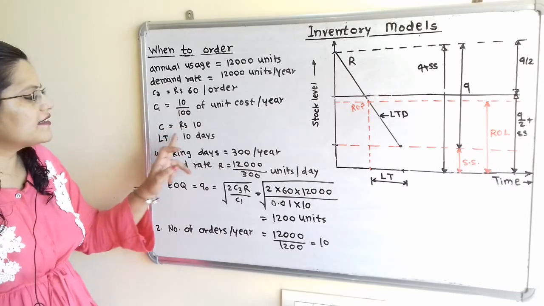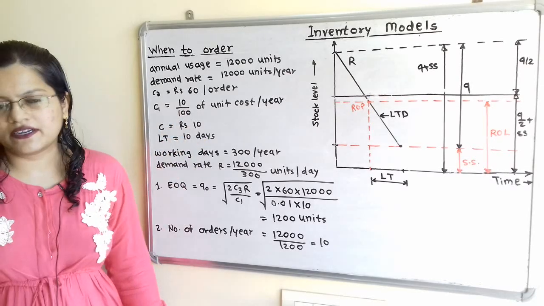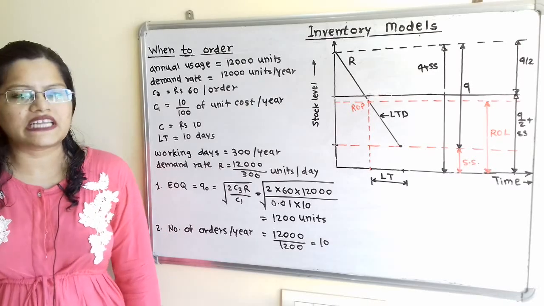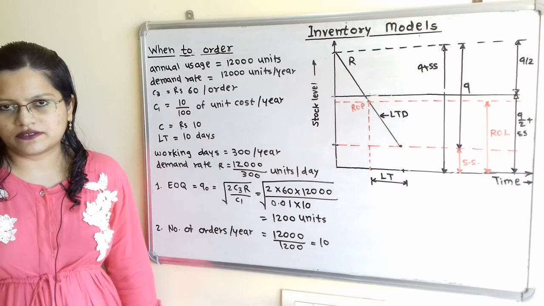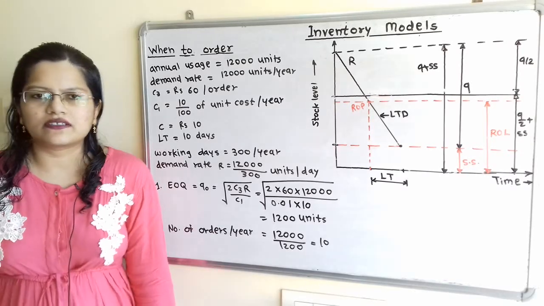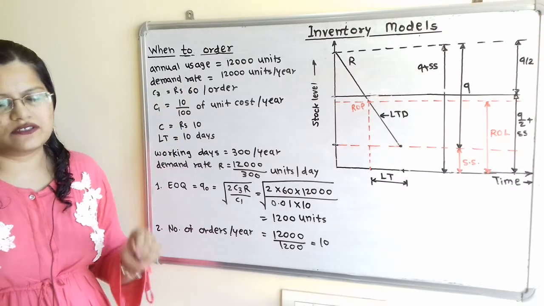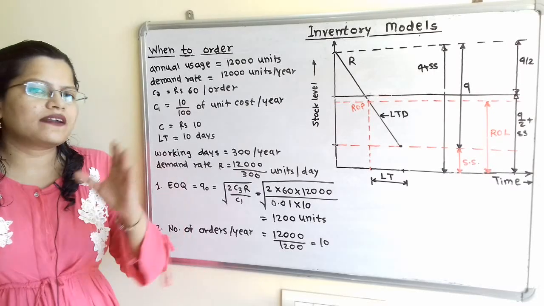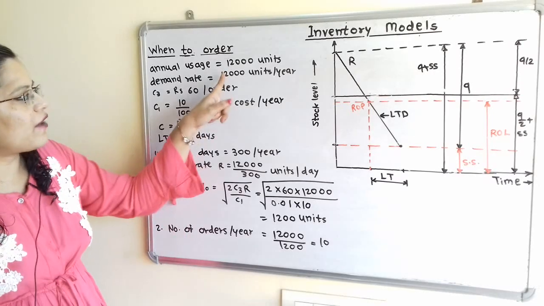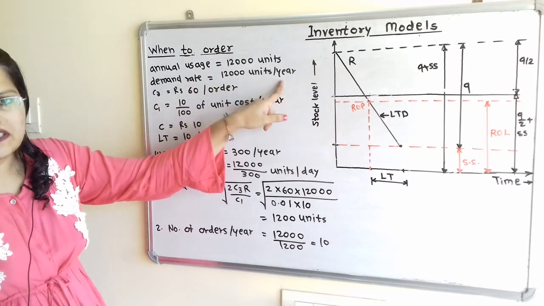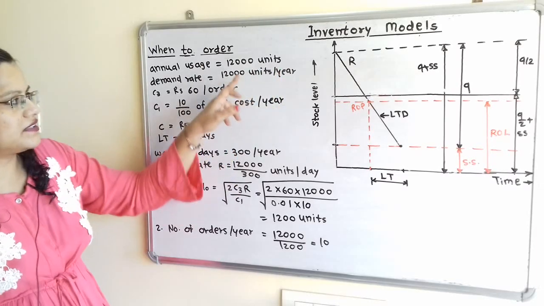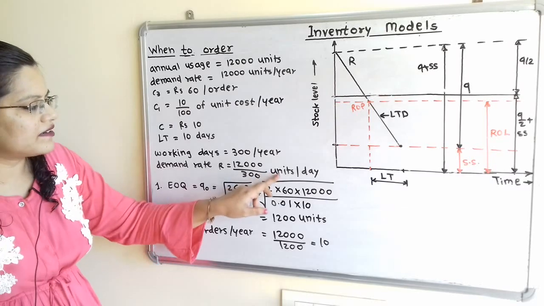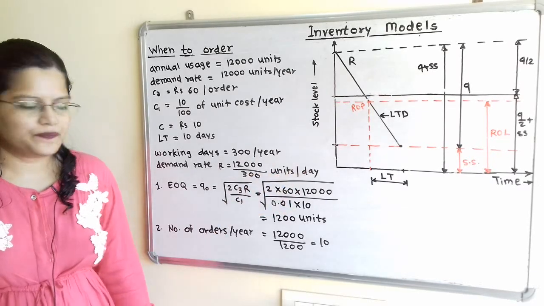Then lead time is given in number of days, that is lead time is 10 days. Then working days 300 per year. So we can calculate here the demand rate for 1 day. So how to calculate? So demand rate per day, that is we have to take this 12,000 units divided by, now in 1 year there are 300 working days, that is 12,000 divided by 300 units per day.